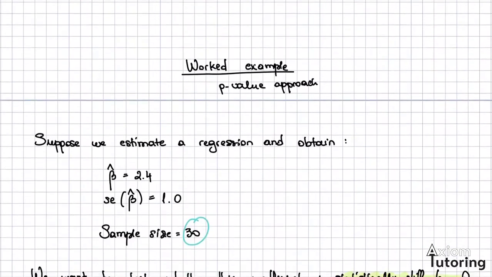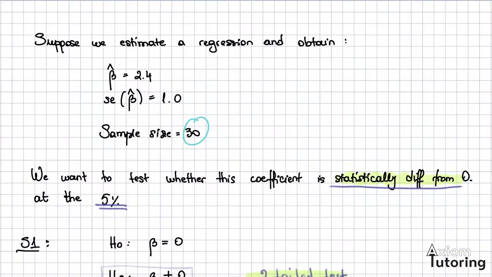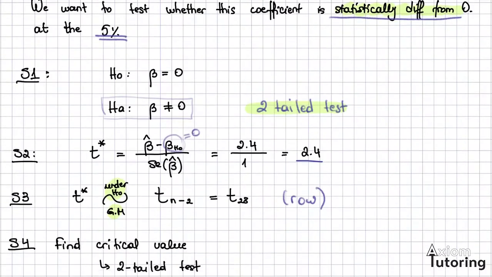So the data that we're using is, again, these are the notes that I used for solving the previous exercise. We've got the beta hat 2.4, standard error being 1, and the sample size of 30. And we wanted to test whether the coefficient was statistically different from 0 at the 5%. So far the information is the same, which means that the first step where we define the two-tail test is going to be identical. Step 2, when we computed the t star, is also exactly the same, and so we're still 2.4 standard deviations away from the 0, and at this stage, again, we're still just looking at a distance.